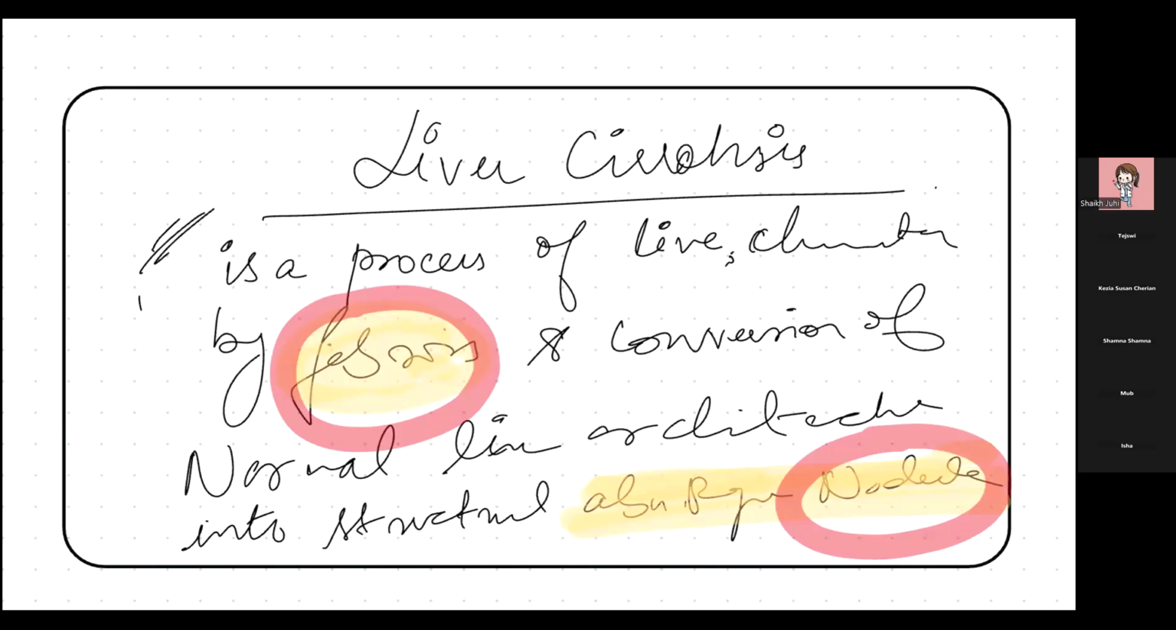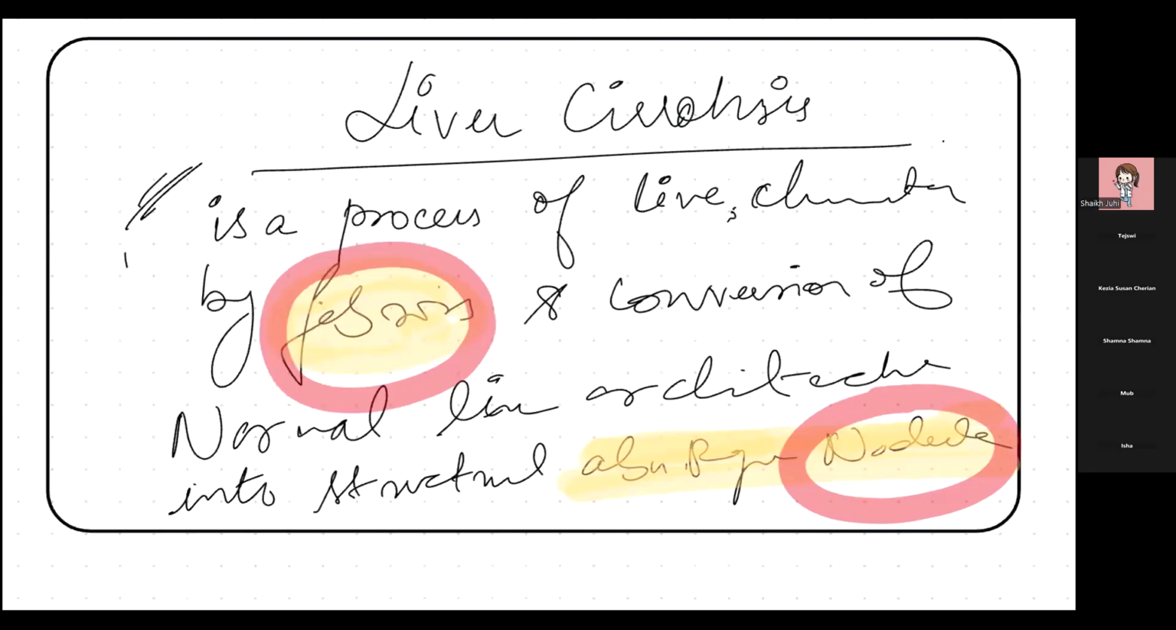Okay, so I hope the definition is clear very well. It's very simple. What is liver cirrhosis? If someone asks you what is liver cirrhosis, in your brain it should be like the liver will be stiff and there will be fibrosis and nodular formation, because of which the structure of the liver will be changed. That's it.